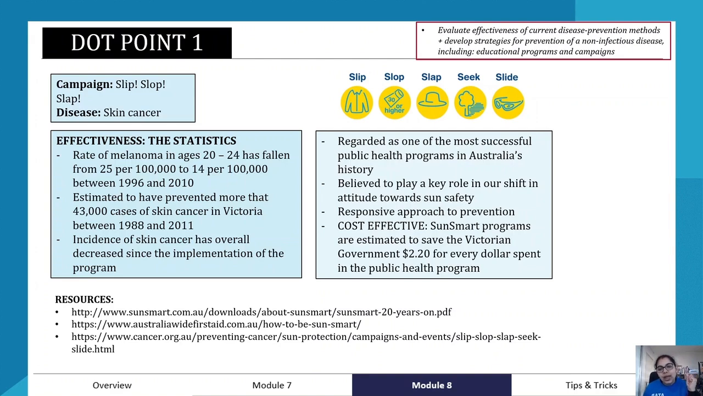It's not quick. It is estimated to have prevented more than 43,000 cases of skin cancer in Victoria between 1988 and 2011, and incidence of skin cancer has overall decreased since the implementation of the program. And the idea is that overall it has decreased, and prevention is always better than cure. So the program has indeed worked. It is regarded as successful. It is believed to play a key role in our shift in attitude towards sun safety, and it's cost effective as well.